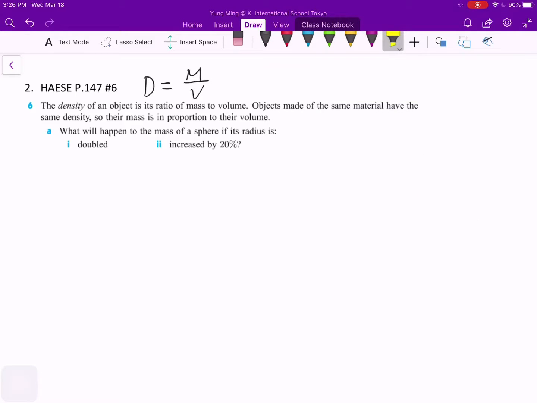The key sentence is over here. Objects made of the same material have exactly the same density. So that being said, later on when you see any change of mass or any change of the volume, as long as we're talking about the same object, we need to make sure that our density stays the same. So let's read the question first.